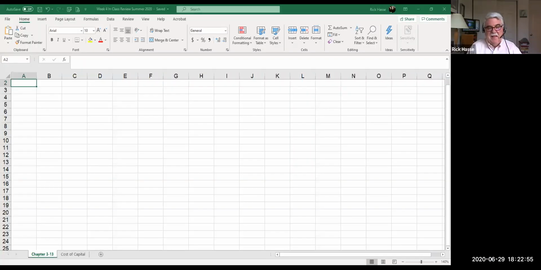Hey, I'm looking at chapter 13, problem 3-13. If you don't have a textbook, don't worry about it. I'm going to be putting the numbers in here at the same time. We're taking a look at a financial statement of a company called Lozano Chip Company. This is problem 3-13 at the end of chapter 3, and this goes back to the ratio analysis.